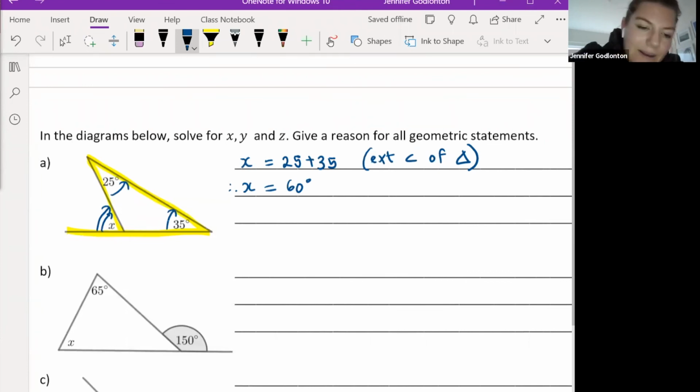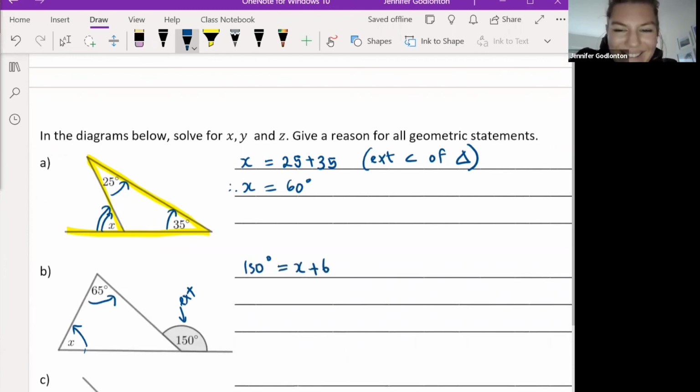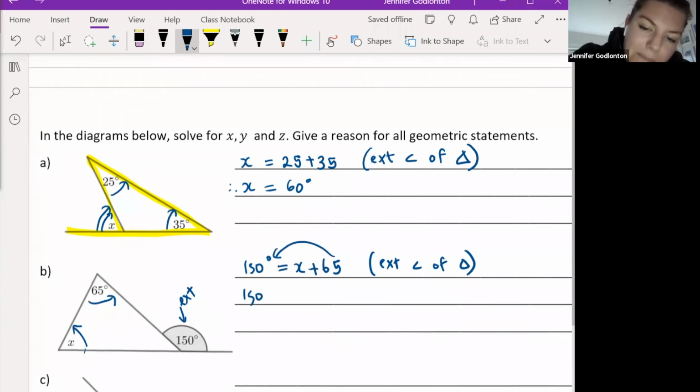Second one, this is an interior angle, that's an interior angle, that's my exterior angle. So I'm going to say 150 degrees is equal to x plus 65, exterior angle of triangle. So 150 minus 65 is equal to x, and 150 minus 65 gives us 85. So therefore x is equal to 85 degrees.